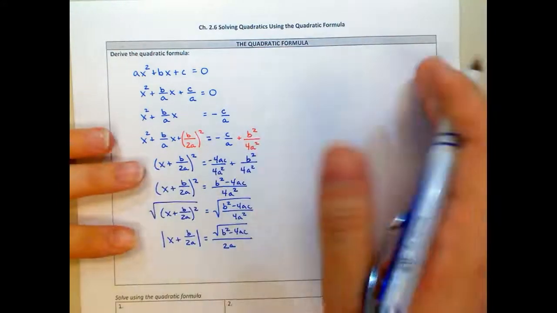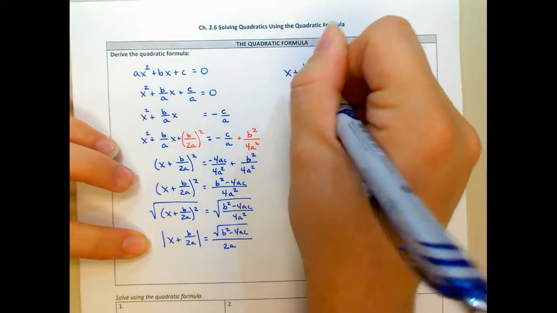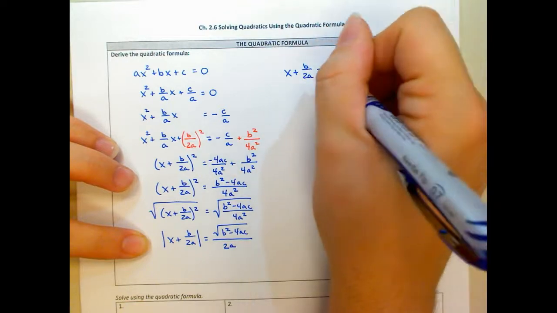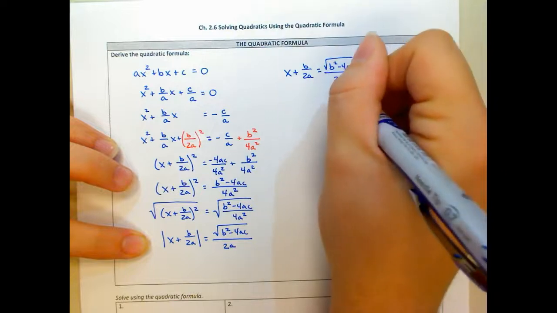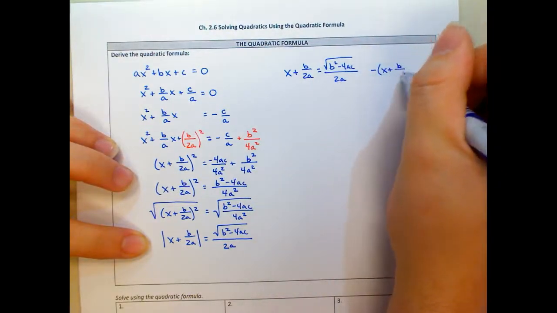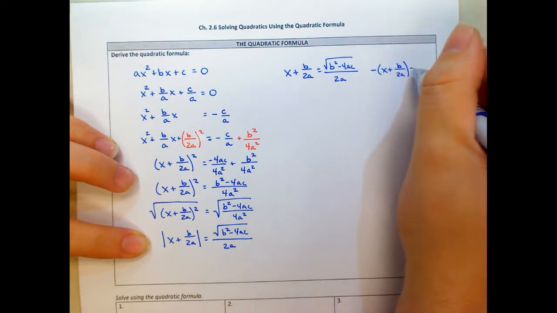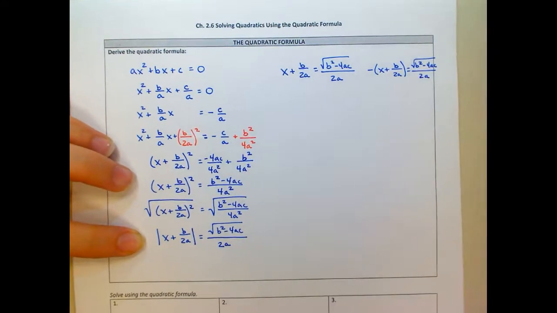So I'm going to do that up here in this space since I have a little more room. So we're going to have x plus b over 2a equals the square root of b squared minus 4ac all over 2a. And we would have the opposite of x plus b over 2a equals the square root of b squared minus 4ac all over 2a. So we're going to solve these separately.